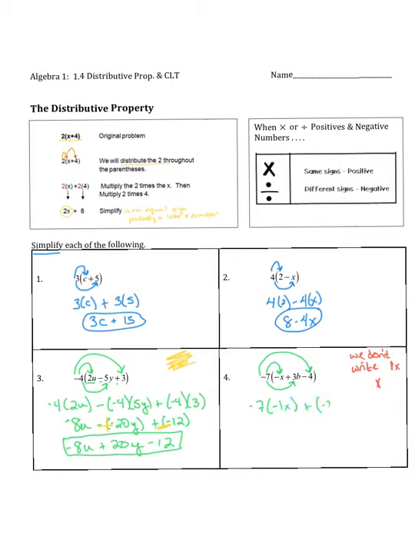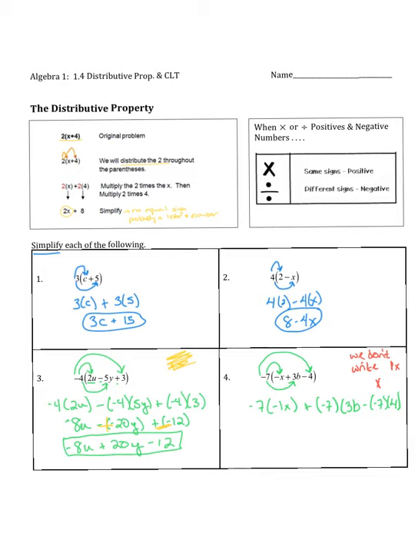Plus, remember why I put the parentheses: negative 7 times 3b minus negative 7 times 4. Now there's a slightly different way to do it. I'm not going to show it to you. If you do it the other way and you get the same answer, you're doing it right.